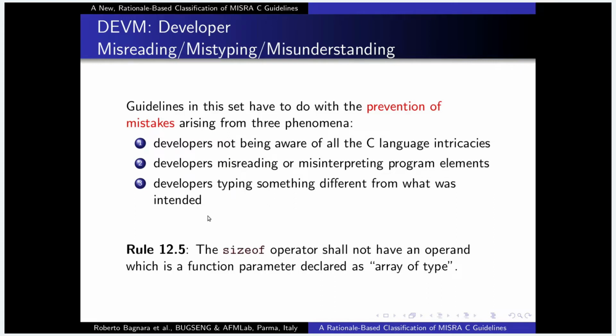So here is a good example. Rule 12.5, which is a mandatory one. The sizeof operator shall not have an operand which is a function parameter declared as array of type. Maybe the intention of the programmer was to obtain the size of the array in bytes, but due to array decay, what we are actually computing with this is the size of the pointer to an element of the array, which is completely different. Or maybe the programmer mistyped it. The programmer didn't want to write sizeof(A), where A is a function parameter of array type. Maybe the programmer wanted to write sizeof(A[0]), so to obtain the size of an element of the array.